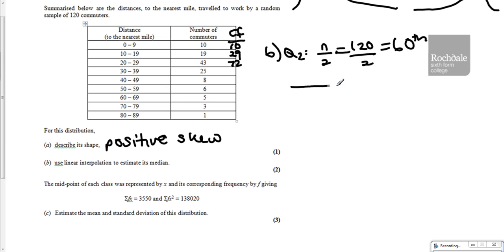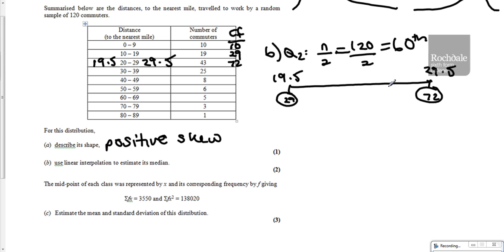So again, I'll draw the picture of the interval. Let's think about the boundaries. Because there's this gap in between, the lower boundary of this interval is actually 19.5 and the upper boundary is 29.5. So we'll put those on. At the beginning of that interval, we had a cumulative frequency of 29. By the end of the interval, cumulative frequency of 72. And we're after person number 60, who'd be round about there.